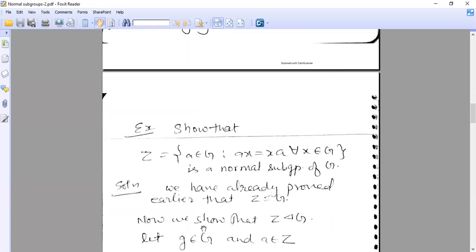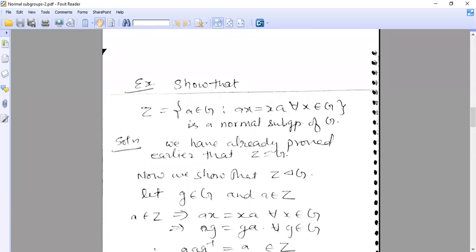Now, here is another example. Here you have a set named Z, defined like this: all those elements a belonging to the group G such that ax is equal to xa for all x belonging to G. If you remember, this set is nothing but the center of the group G. We know that the center is denoted by Z(G).